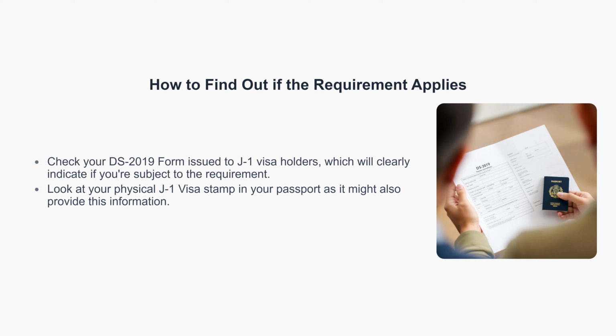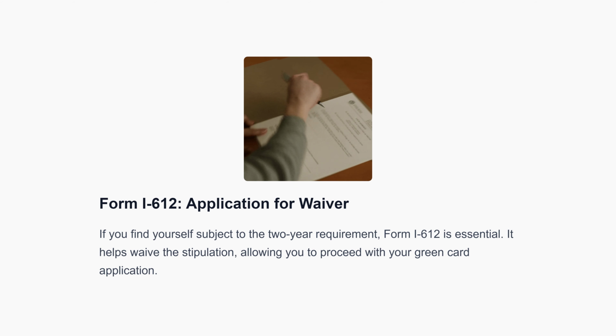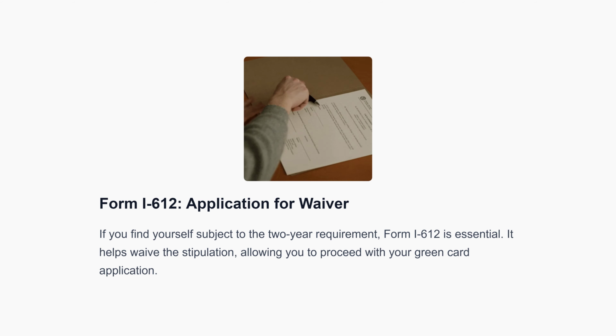To find out if the 2-year home residency requirement applies to you, you must first check your DS-2019 form. This form was issued to you as a J-1 visa holder, and it should clearly state if you're subject to the requirement. Additionally, you should also check your physical J-1 visa stamp in your passport, as it can also indicate this requirement. If it turns out that you are subject to the 2-year home residency requirement, then filing Form I-612 is imperative. This form is used to request a waiver from the 2-year requirement, which allows you to move forward with your application for a green card.